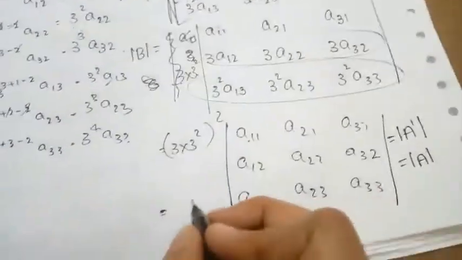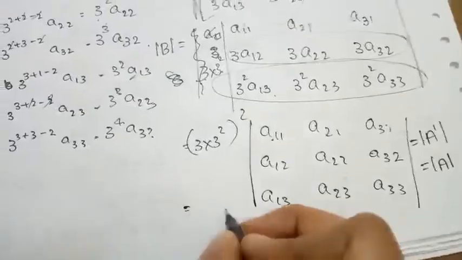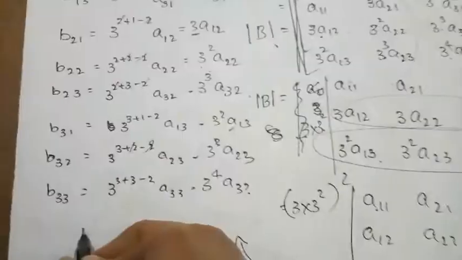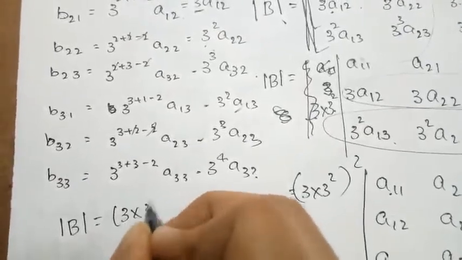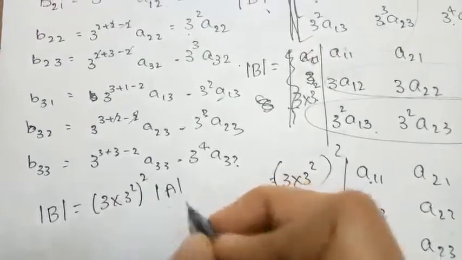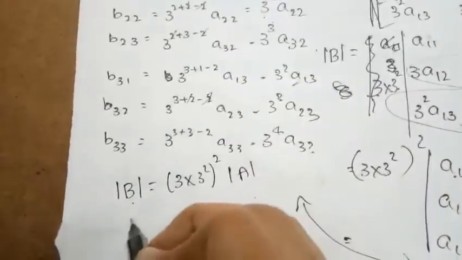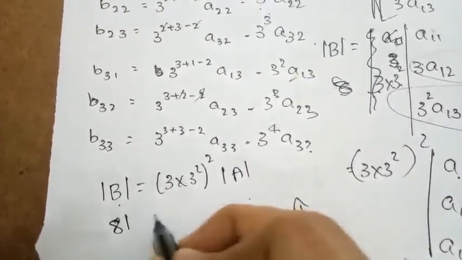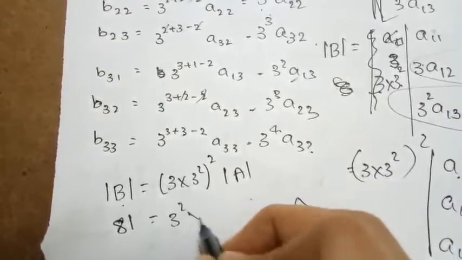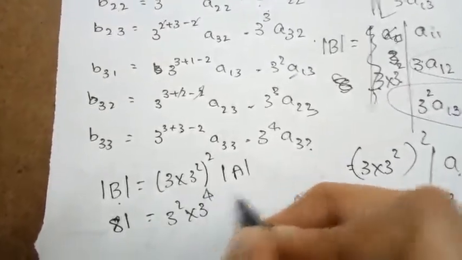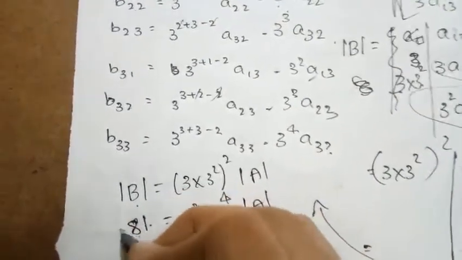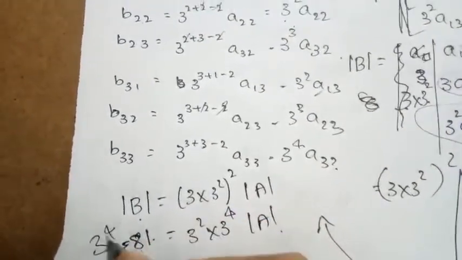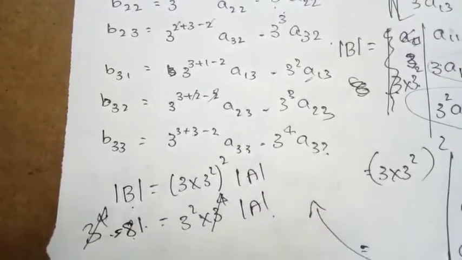So I am changing that value. Continuing here, the determinant value of B is equal to 3 into 3 square, whole square, into the determinant value of A. What they have given is that the determinant value of B is 81. And this is nothing but 3 square into 3 to the power 4 determinant of A. 81 is nothing but 3 to the power 4, so 3 to the power 4 and 3 to the power 4 get cancelled.